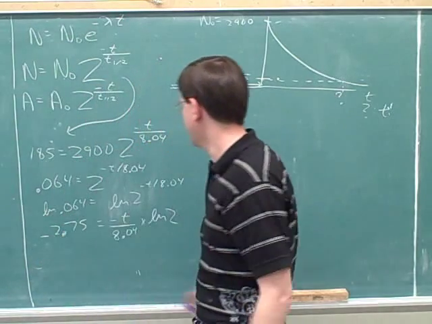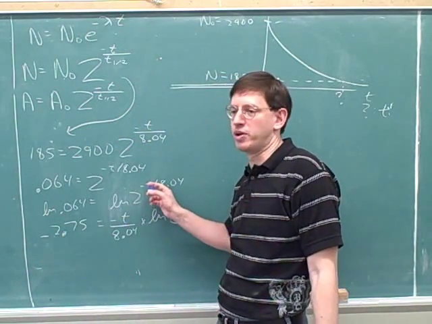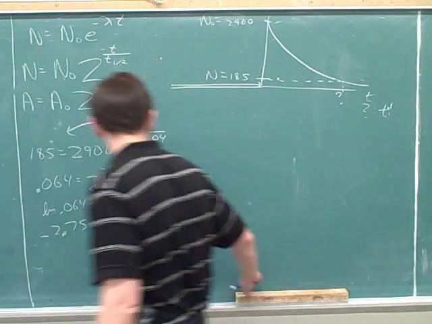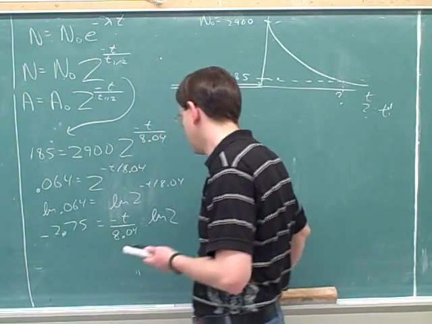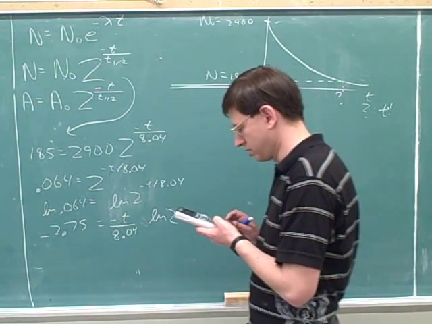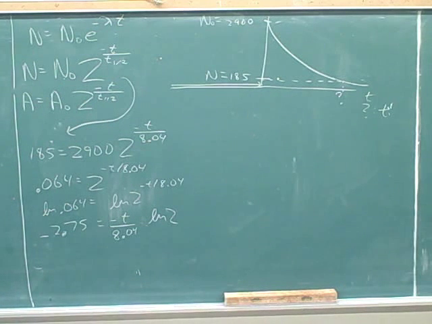That's right. The whole beauty of taking the natural log is it brings the exponent down. Now we've got the variable out of the exponent. So I would divide by ln of 2. That's right. And I would get negative 3.97.